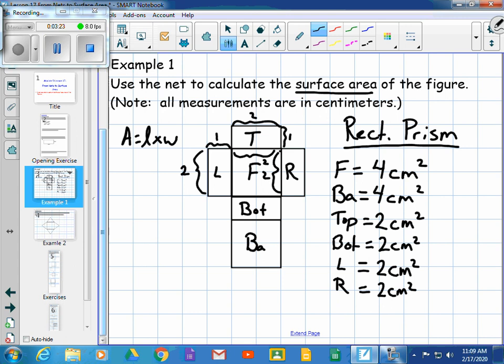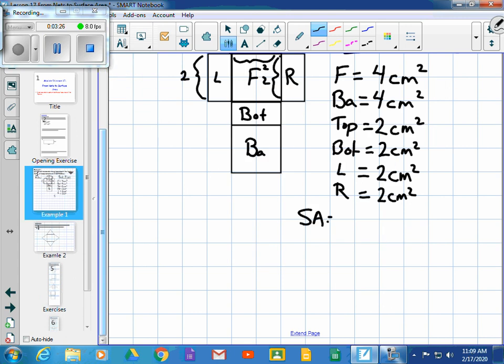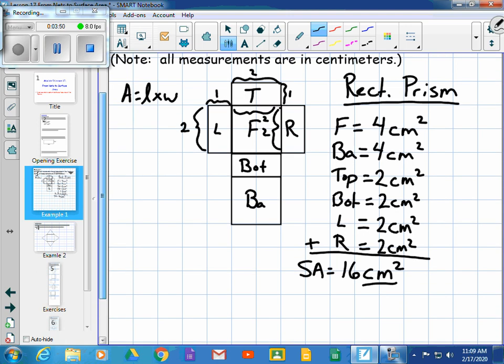Now the last thing that we have to do in order to find the surface area of this rectangular prism is we have to add all of those areas up. And if we add all of those up, we get a total of 16 square centimeters. We measure surface area in square units just like we do area. So if that was a box that you put a gift in, we would need 16 square centimeters of wrapping paper to go all the way around that box. Or if we were to paint it, we would need 16 square centimeters of paint to paint all around that box.